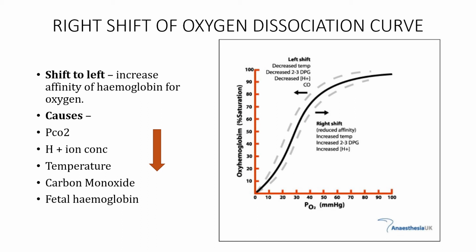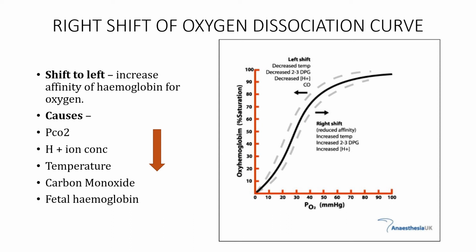See, if the graph is shifted to left, what will happen at PO2 of 30 mmHg? How much oxyhemoglobin is saturated? About 60%. When there is right shift at PO2 of 40 mmHg, the percentage of oxyhemoglobin will be 50%.